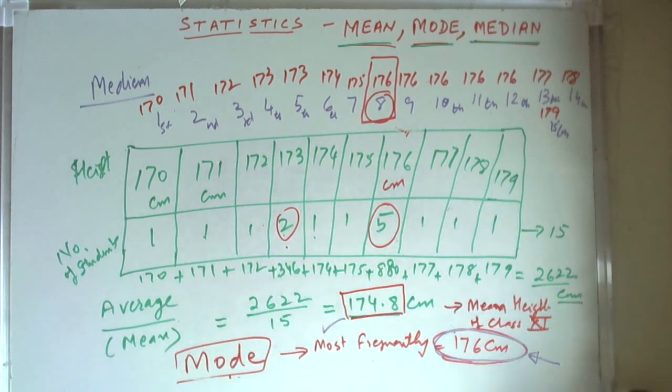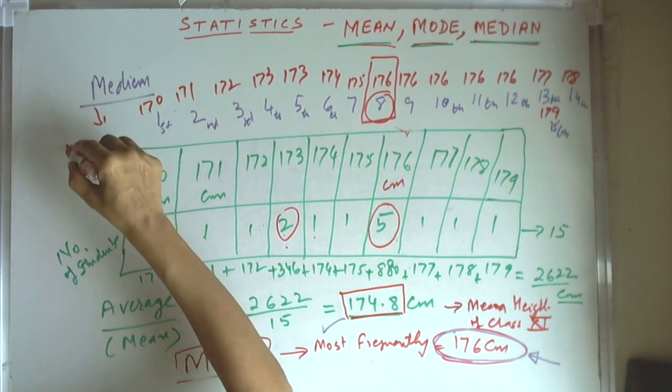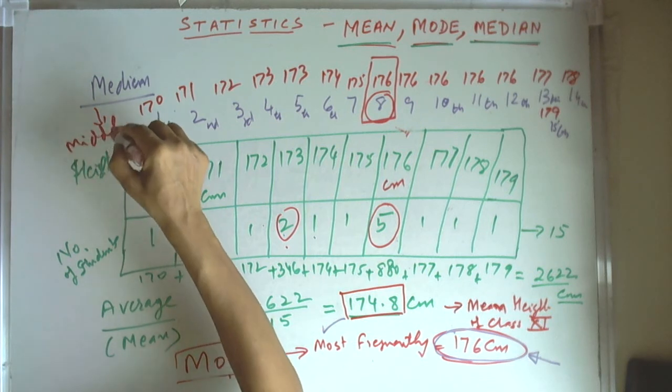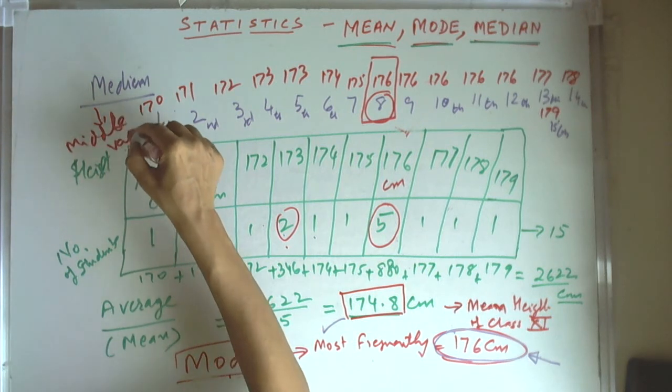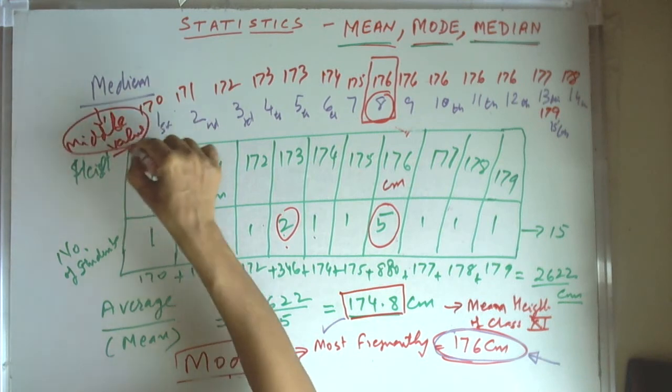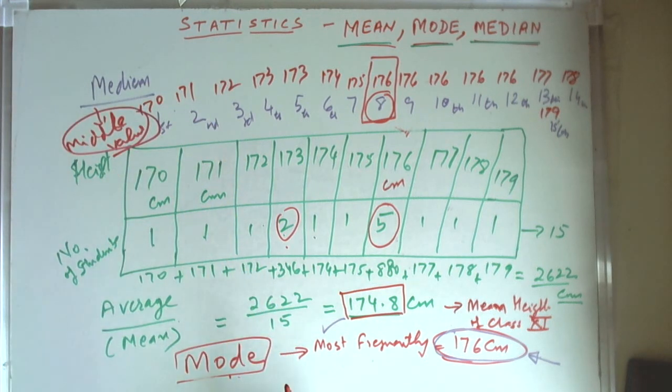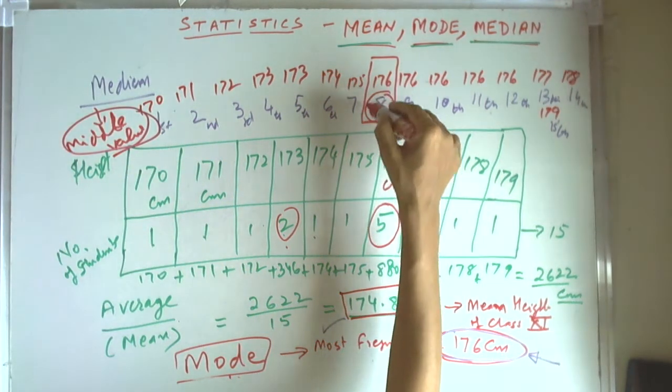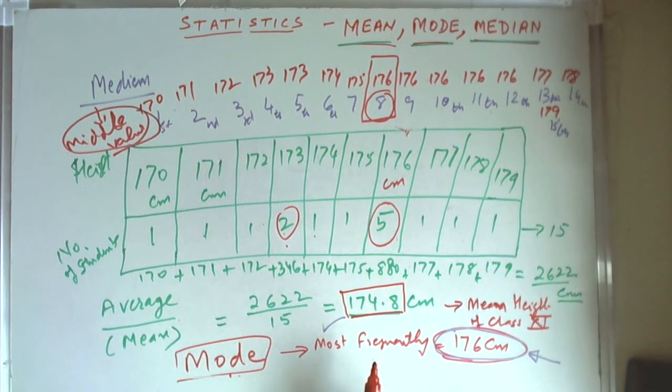Median is the middle value. Median is middle value. Middle value. Median is middle value, and the middle value is 176.8.